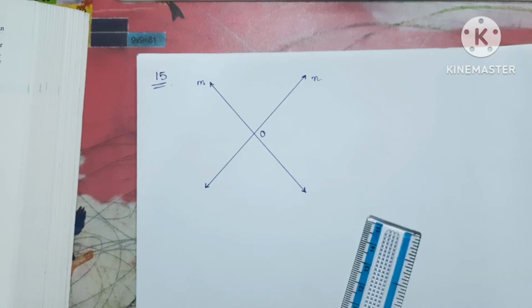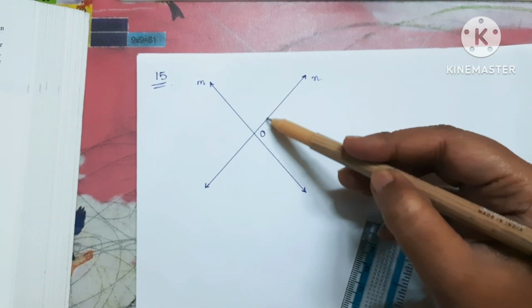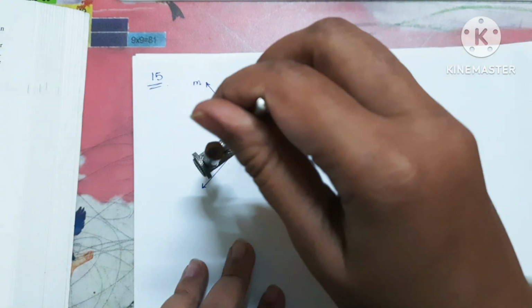So in this question number 15, you have to obtain all points equidistant from the lines M and N and 2.5 centimeter from O. So first we are going to draw the angular bisector of these two angles.